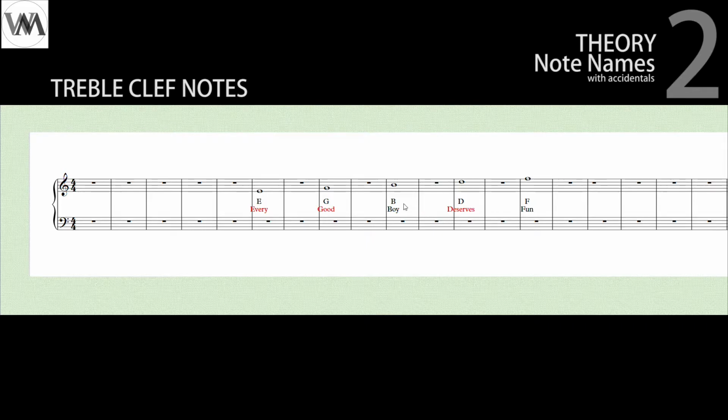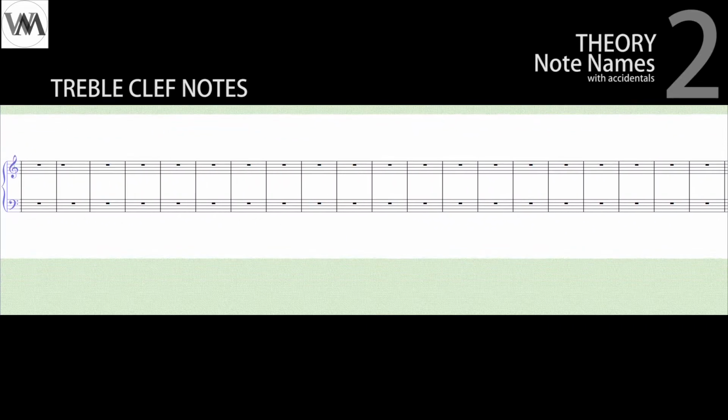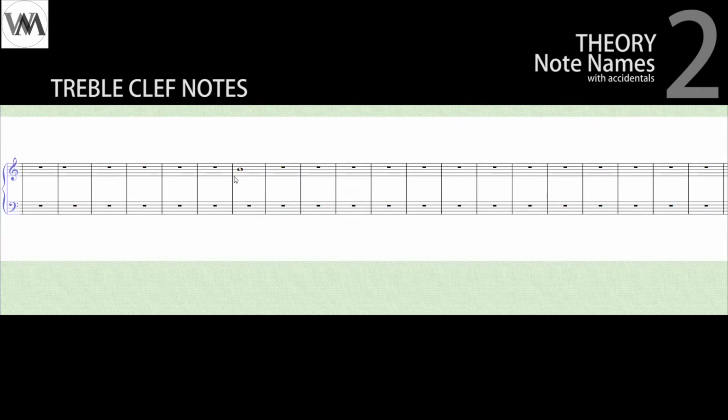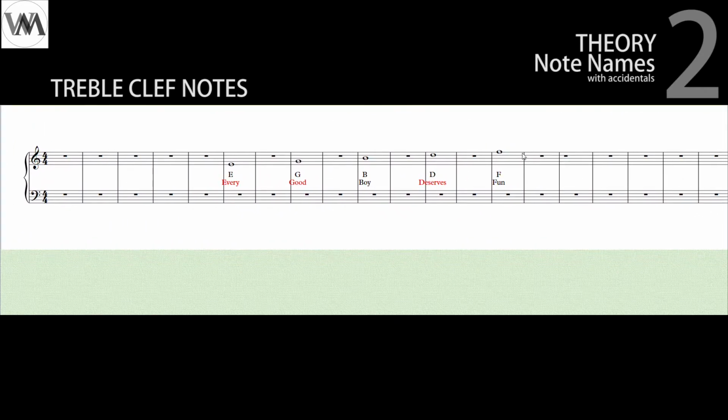And remember, whenever we need to work out a note, if it's a line note, say for example we need to work out what is that note right there, we just say, okay, the first line note is an E. Every good boy, and we ended at boy, so that will be a B. So remember the rule, always from the bottom up to the top.